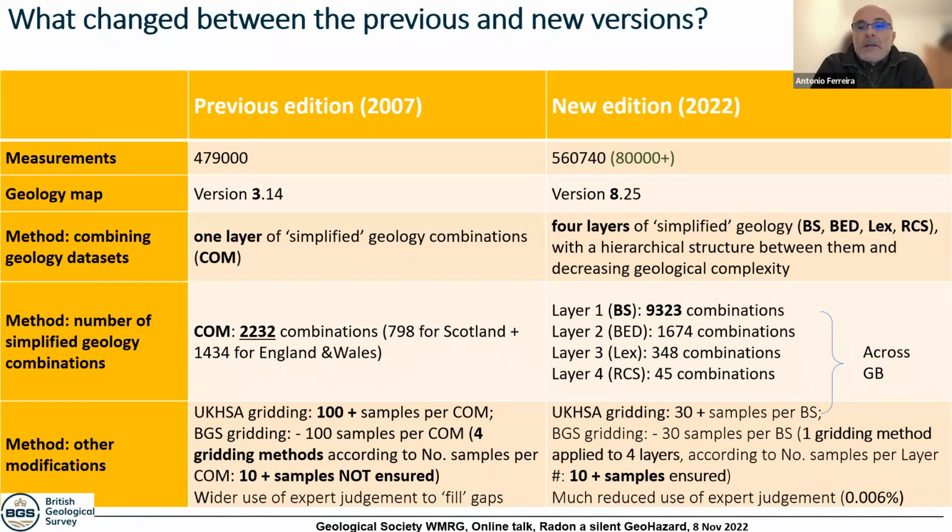We are about to release the new edition of the radon map for the UK. This will be the 1st of December. The new edition is published some years after the original, and so not surprisingly, some changes to the number of measurements, to the geology, and to the method for map production took place to some extent. Changes which we expect to result in a better radon map.